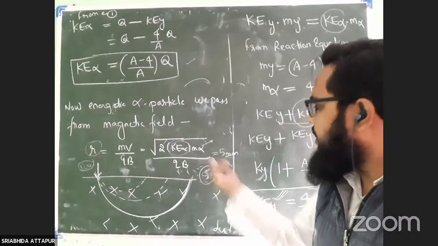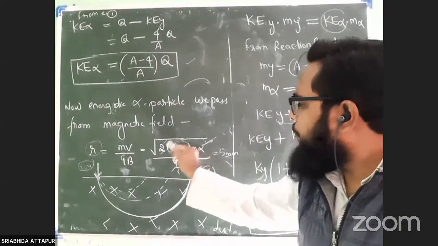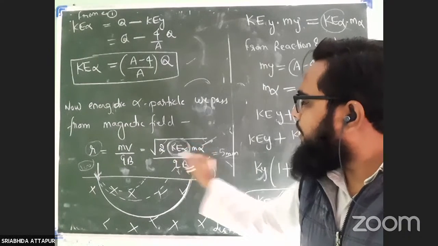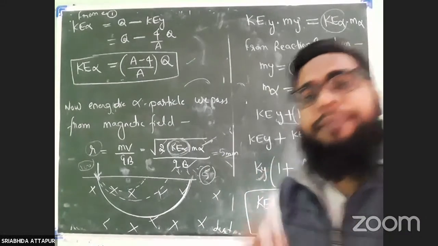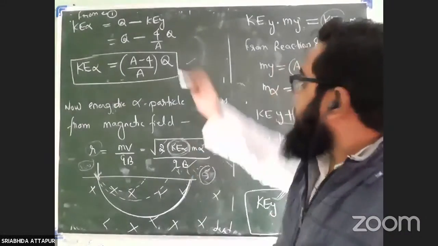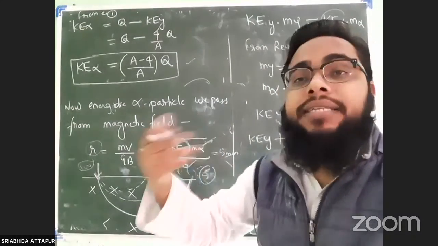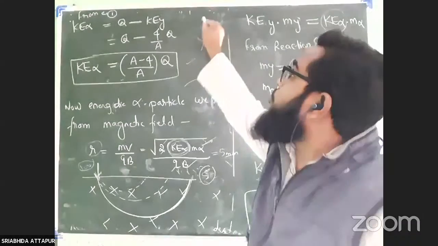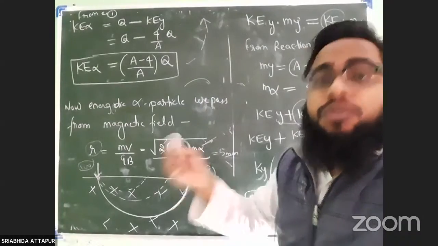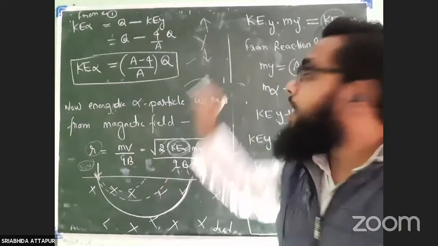Okay, because here each and everything is fixed: mass fixed, B fixed, Q fixed, 2 fixed. Therefore, we realize there is some problem in kinetic energy. Why is there some problem in kinetic energy? Because during this reaction, some particle may get excited. Suppose that Y, whatever we got, may go to an excited state. So when it comes to the ground state, it will release energy in the form of a photon.